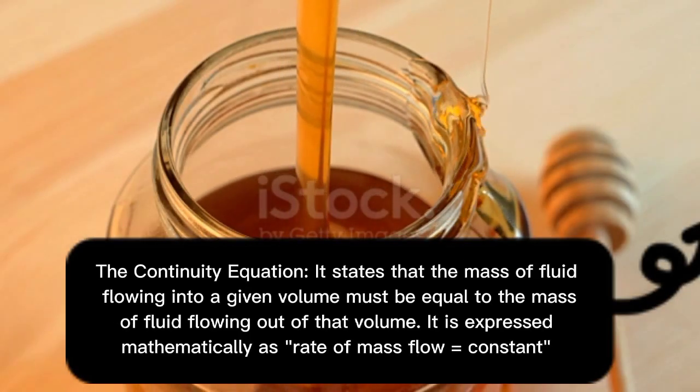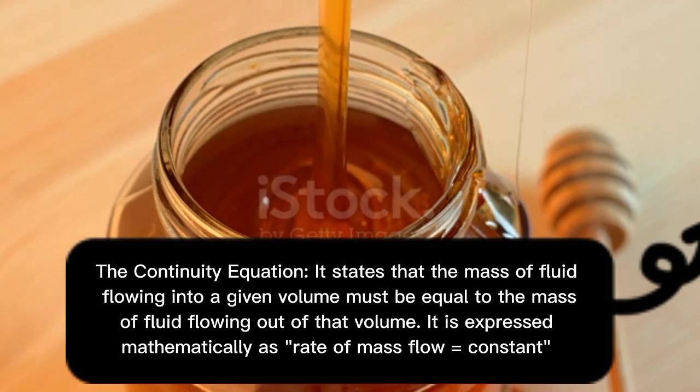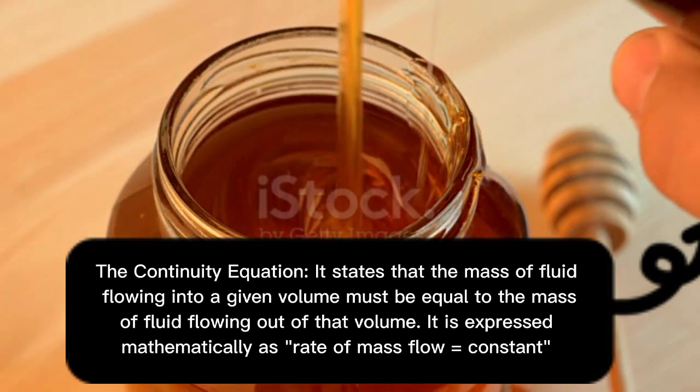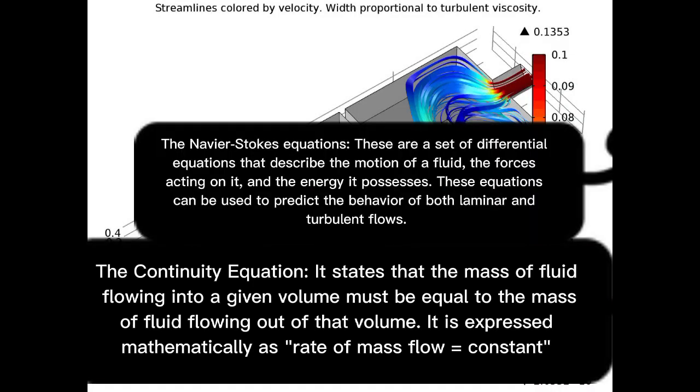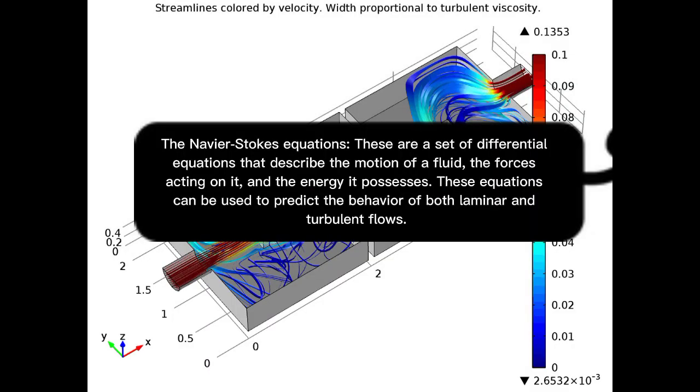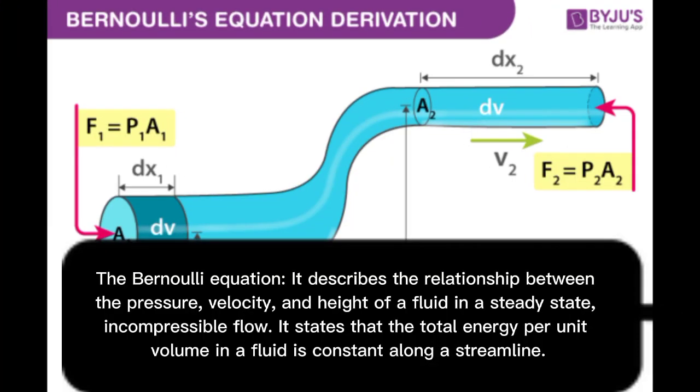The continuity equation states that the mass of fluid flowing into a given volume must be equal to the mass of fluid flowing out of that volume. It is expressed mathematically as rate of mass flow equals constant. The Navier-Stokes equations are a set of differential equations that describe the motion of a fluid, the forces acting on it, and the energy it possesses. These equations can be used to predict the behavior of both laminar and turbulent flows.